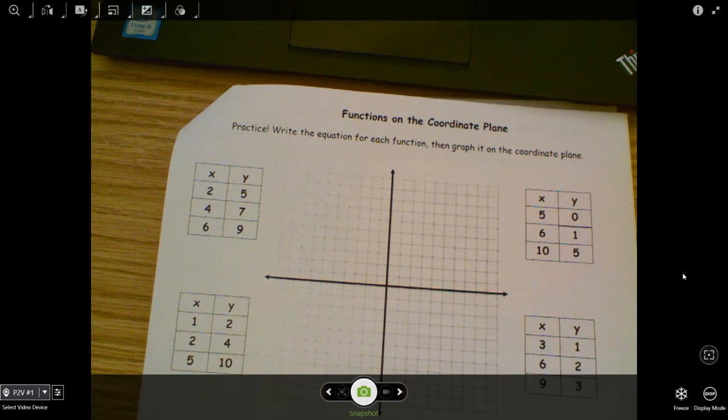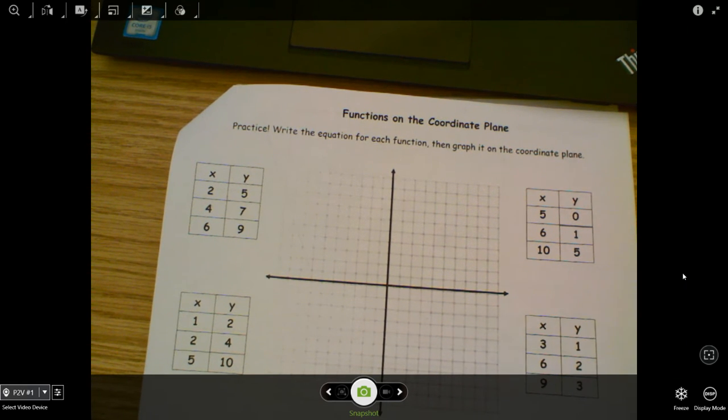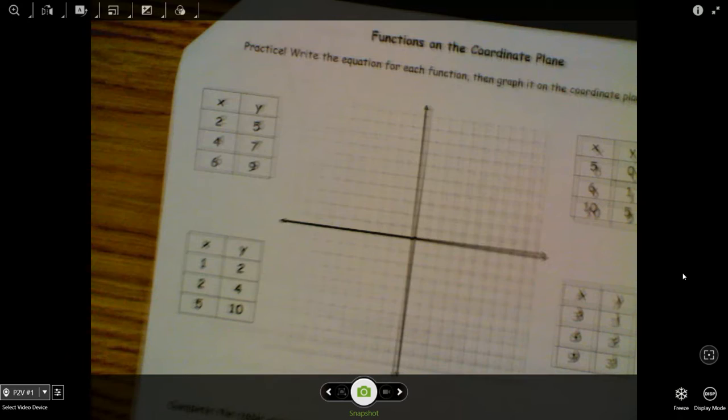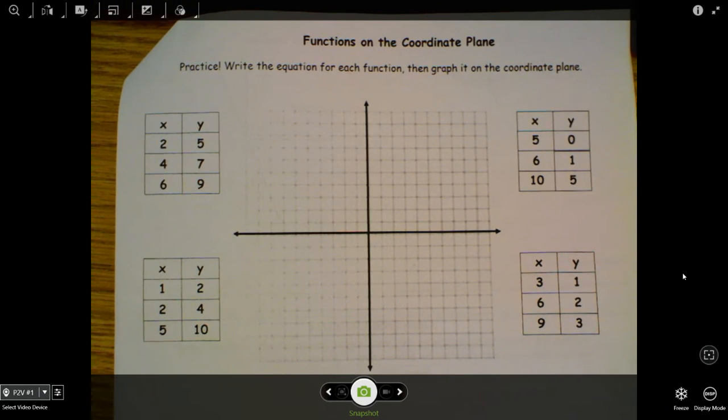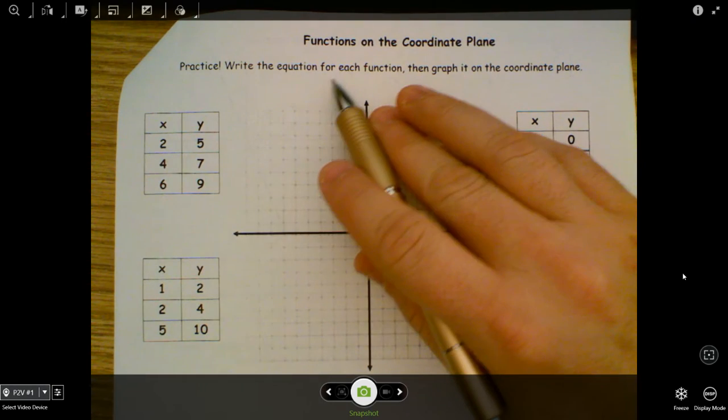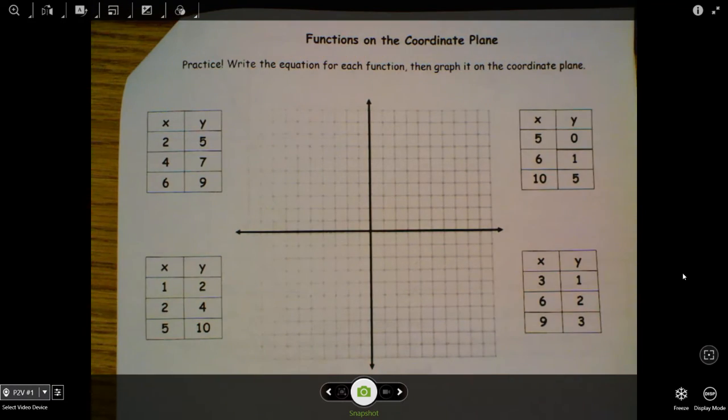Okay, we are now going to put together a few different things we learned about this year. Functions, function tables, and putting them on a coordinate plane or graphing them. So this first video will focus on this top one. So get this note page out in front of you. We'll start there. So first, what we have to do is we can either find the rule or we can graph. But the directions tell us to write the equation first, so that's what we're going to do.